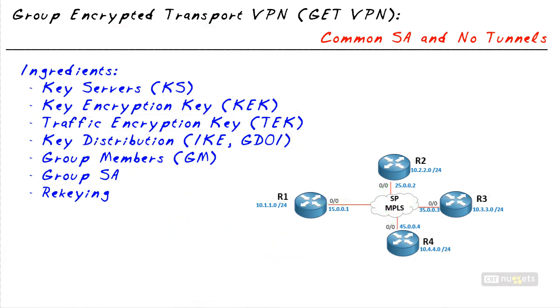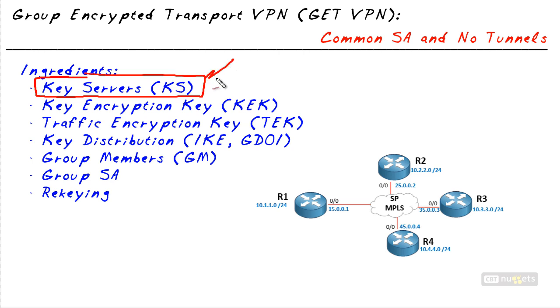Now, you might be saying, hey, Keith, that sounds pretty good, but how do we get the ball rolling? For example, where do we define the policy for GETVPN regarding the traffic that should be encrypted versus traffic that shouldn't be encrypted? And where do we go to define the IPsec protocols that we should use for our group members as they're doing the encryption? And the answer is we're going to use a centralized device called a key server.